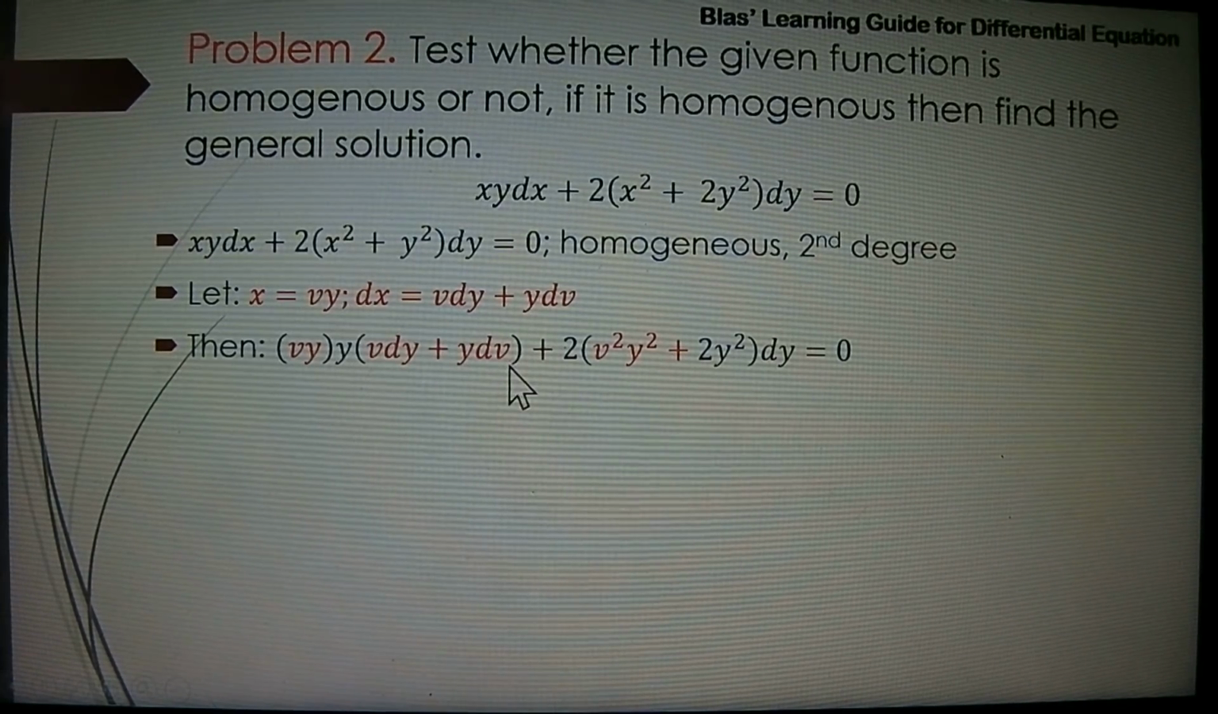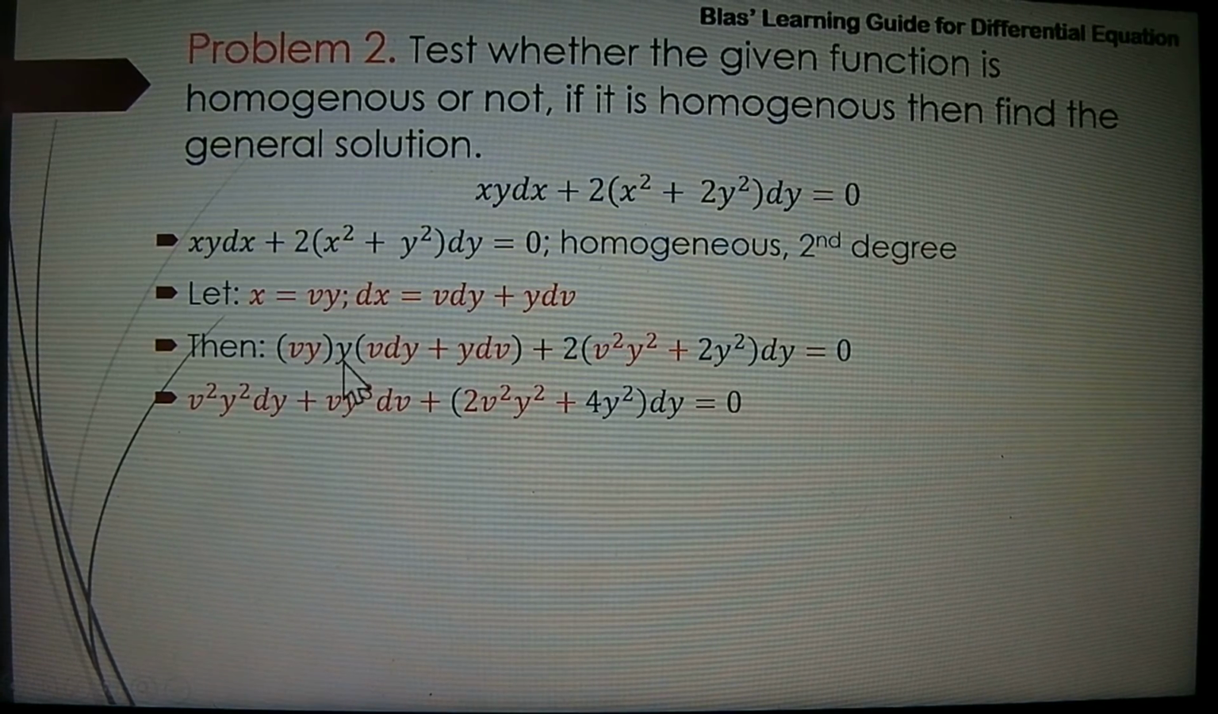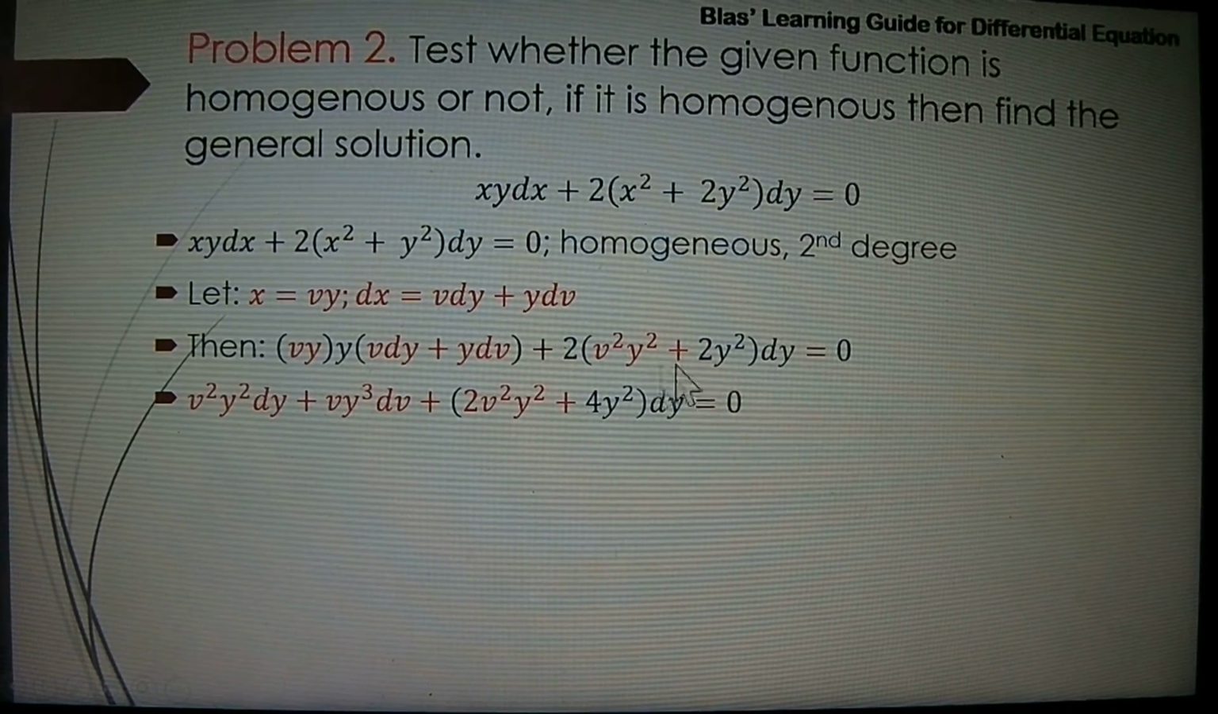So b dy plus y db, plus 2x will be substituted by b squared y squared and 2y squared equals dy. So we substitute x by by, that becomes b squared y squared. Okay, so solving further, y multiplied, that will be b squared y squared dy plus this coefficient multiplied by y db, it becomes by cubed db plus 2b squared y squared plus 4y squared dy, but it is multiplying 2, so we distribute 2 with the given coefficient.